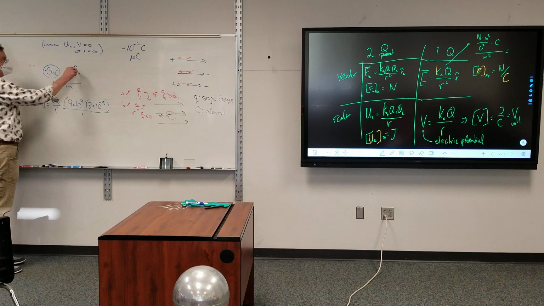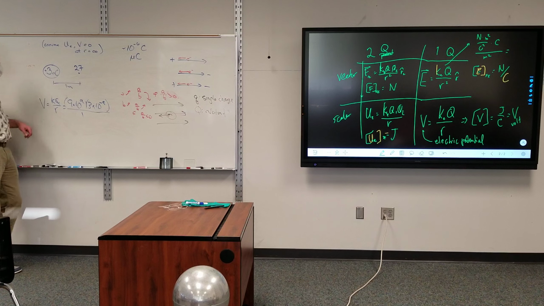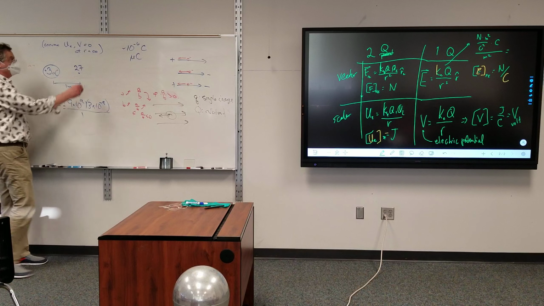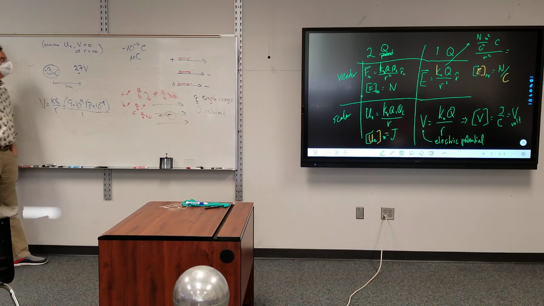Electrostatic constant. So I have 27 units. Nanocoulombs? No. Coulombs? No. Volts. Say it again. Volt. Volt, yes, volt. 27 volts.